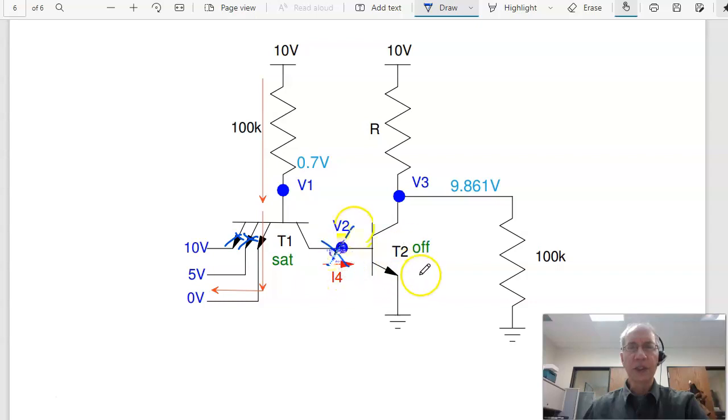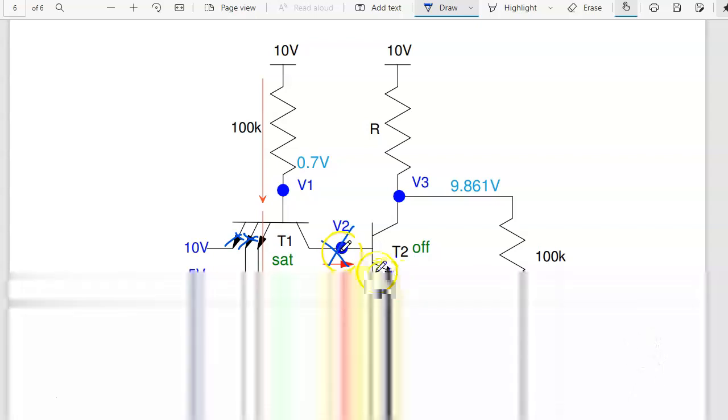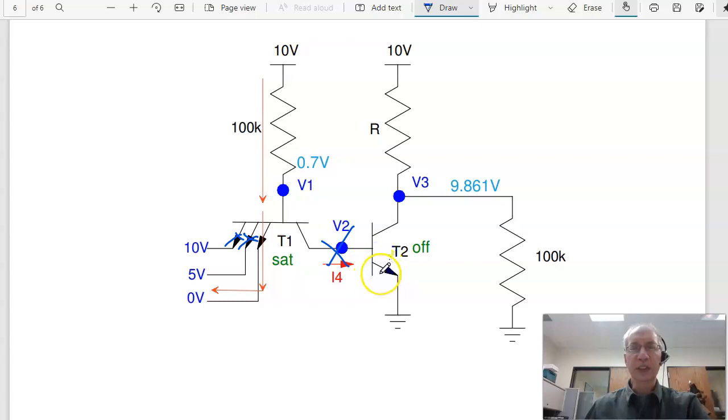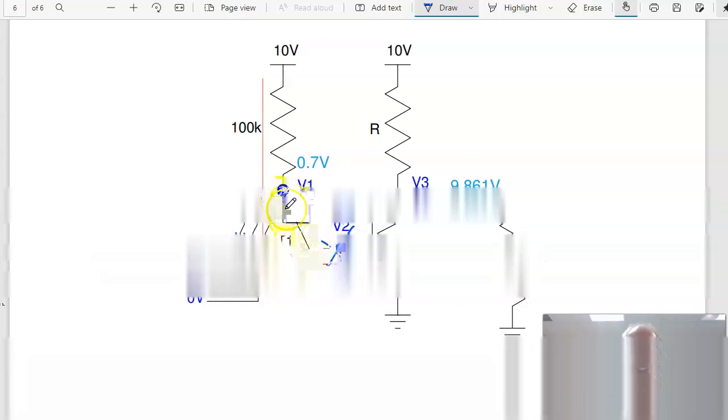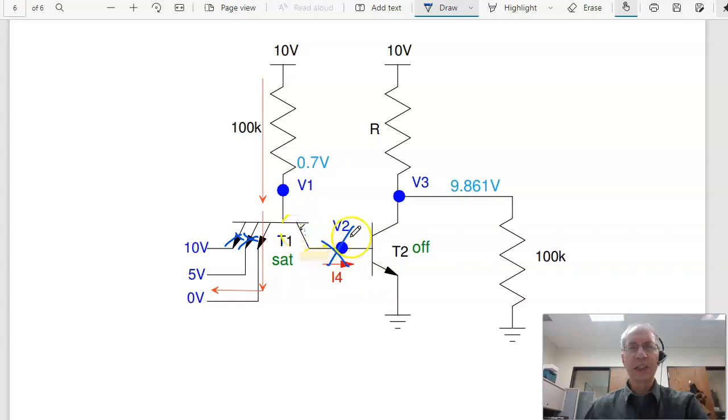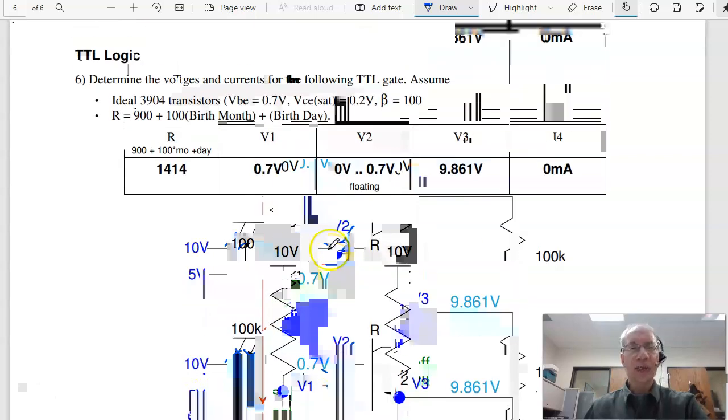If there's no current, T2 is off, and then by voltage division, I have 9.86 volts. The voltage of V2 is kind of unknown, it's floating. It's more or less than 0.7, because if I have more than 0.7, this diode turns on. It is more than 0, because otherwise this diode would turn on. So something between 0 and 0.7. So that is quiz number 8 for ECE 320.